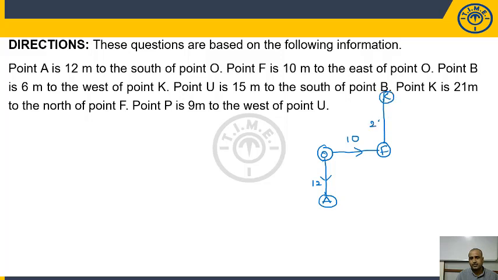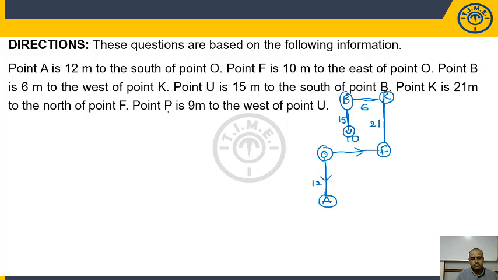21 meters. Now earlier we have one link. B is west of K. By how much? 6. So B is here. B is west of K by 6 meters. Next. U is 15 meters south of B. B is here, 15 meters south. Already we have taken this distance as 21 meters, so 15 means we have to end up below this line. Approximately here. What is that point? U. 15 meters.